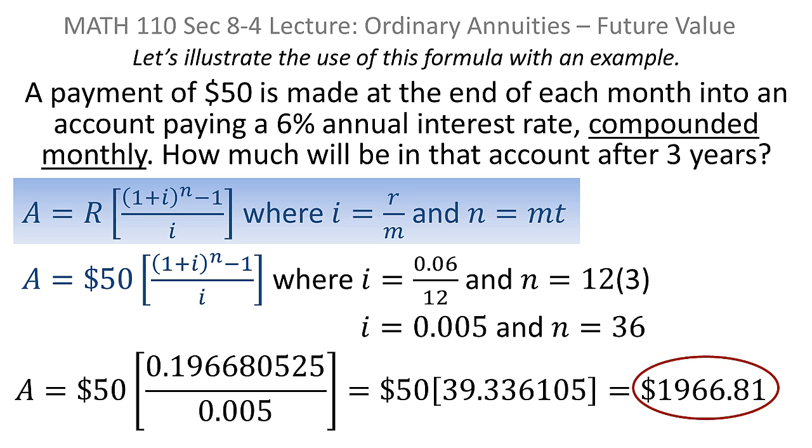Now you can also think about whether your answer makes sense. So if you get a crazy answer, you know you've made some mistake. If you put in $50 a month for 3 years, well, $50 a month for 1 year is 12 times 5 is 60.